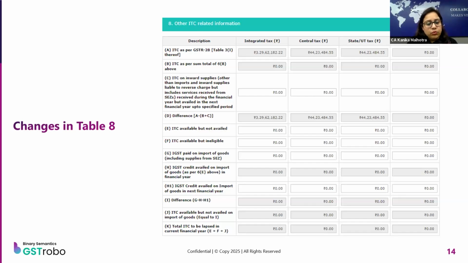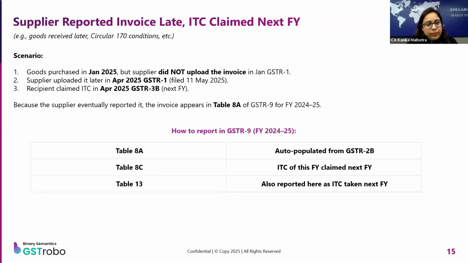And now we can move further with the related examples. So here we have taken a few examples for understanding where suppliers have reverted late invoices or have claimed their ITCs in the next financial years. The scenario is that you have purchased some goods in January 2025, but the supplier has not uploaded the invoice in GSTR1. Earlier, I already spoke about the scenario where the ITC you have not claimed at all in 24-25, and you're subsequently moving it to the eligible period up to November.